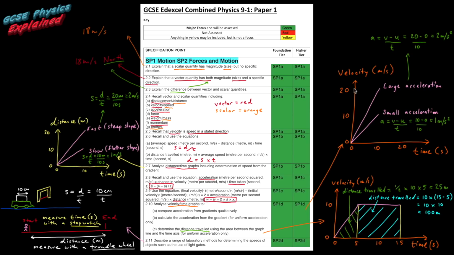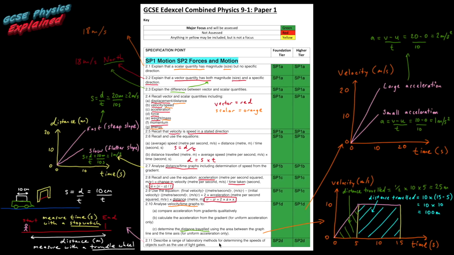So v, the final velocity, was 20. u, the initial velocity, was 0. So 20 take away 0. It took 10 seconds for that to happen. So that comes out as 2 meters per second squared. For this smaller acceleration, v minus u, the final velocity, was only 10. The initial velocity again was 0. And the amount of time it took was 10 seconds to change. And that came out as 1 meter per second squared.